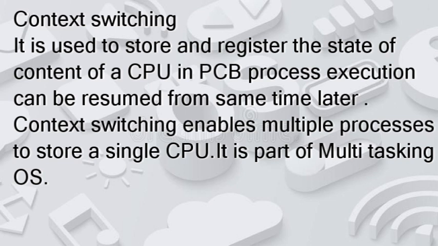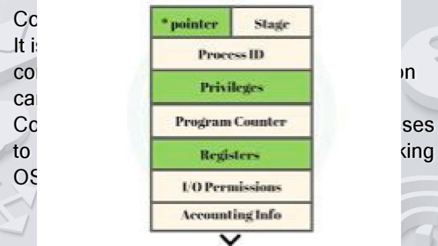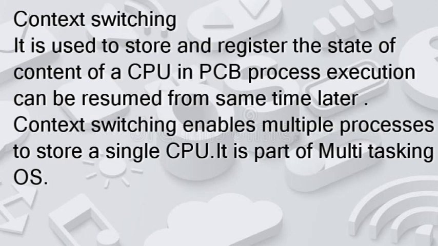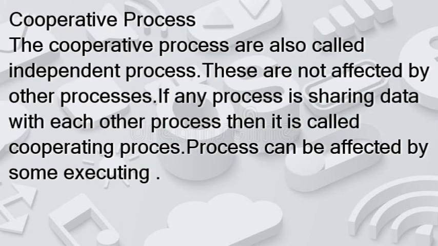So basically what will context switching include? Program counter, scheduling information, base and limit register currently used, changed state, input output state, and accounting information. Everything that was included in the process control block will be included in this, but this is also known as context switching. Next thing that we have is the cooperative process.